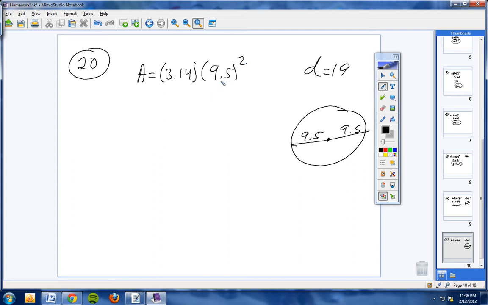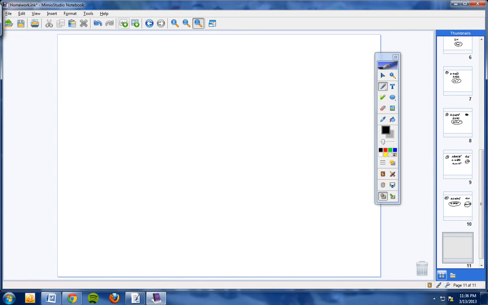I don't have 9.5 squared written down, and I can't do it in my head, but I know if you take 9.5 and square it, and then whatever you get, you multiply it by 3.14, and then round to the nearest whole number, you will get 284 square yards. Okay, moving right along. You can always back the video up.